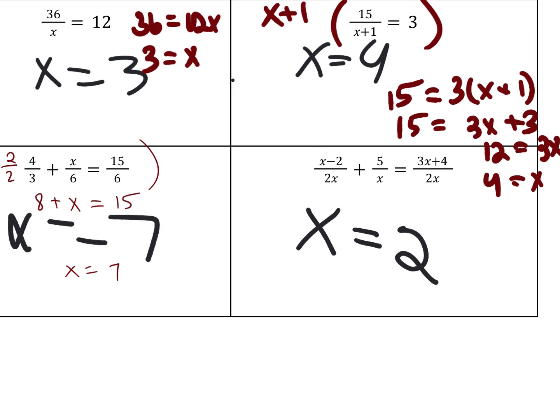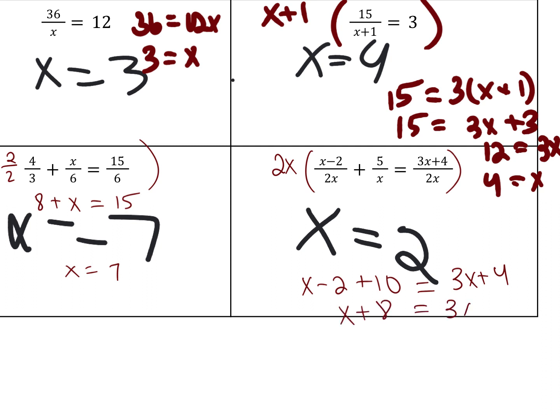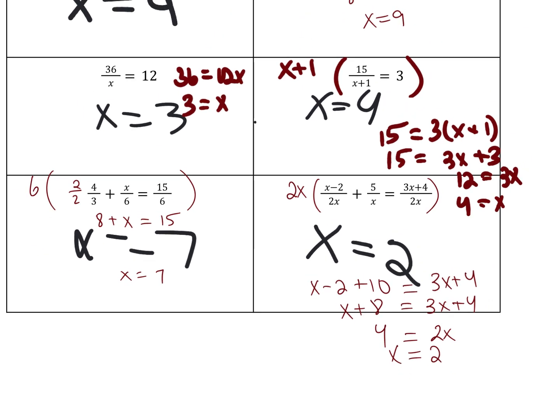The next one, couldn't I multiply all the way across by 2x? That means I would end up with x minus 2 because that 2x would cancel out. But then the 5 only has an x underneath it, so therefore it needs the 2 as well. It wouldn't cancel out, so that would become a 10. And then the last, the 2x would cancel out, leaving us with 3x plus 4. So we got x plus 8 equals 3x plus 4. That'll give me 2x equals 4, so x equals 2. We okay with those ideas?